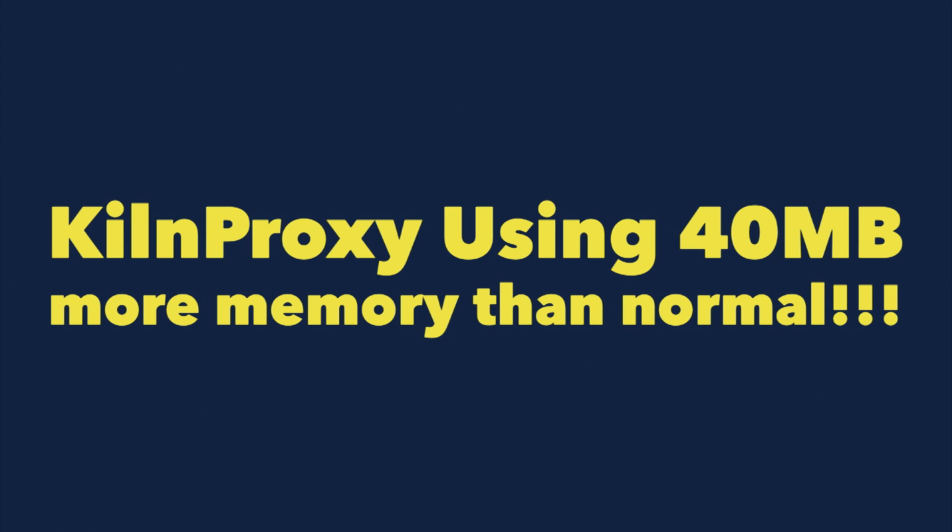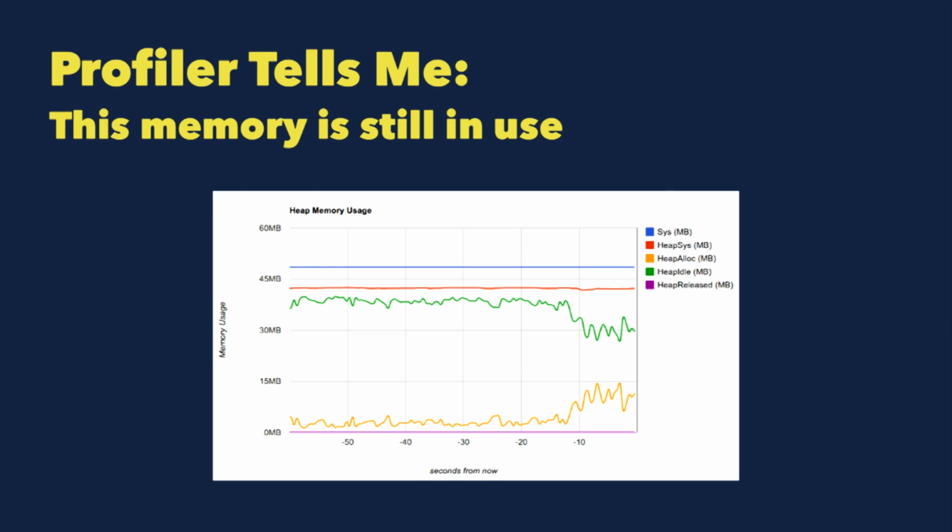So the system administrators got an alert from Nagios, and they said, "Blake, Kiln proxy is broken. It's using 40 megabytes more than it normally does." Now we all know that Kiln proxy wasn't broken. So let me quickly view my profiler, and I was able to see, yes, there actually is memory usage up there. The system is reporting what I see, and I can see that the memory is currently still in use.